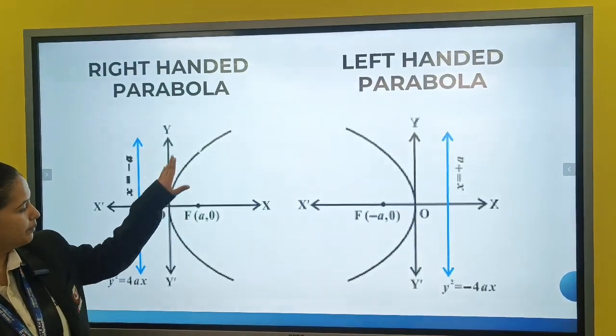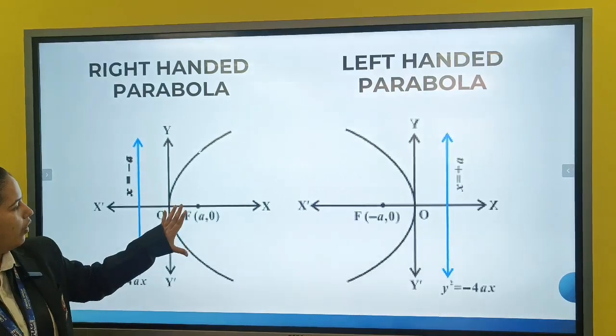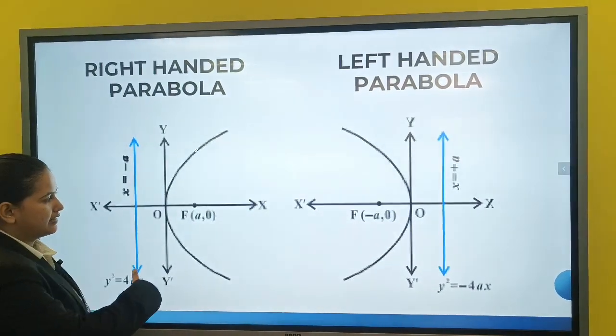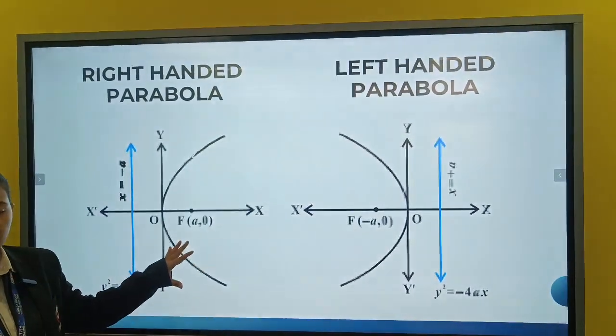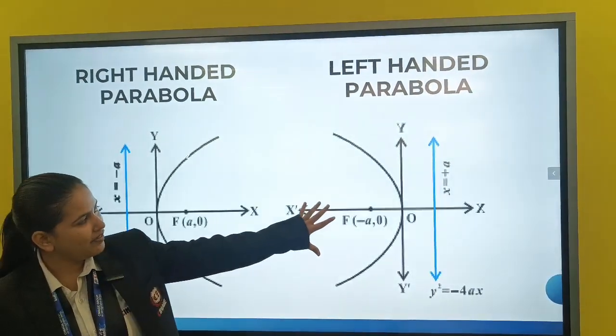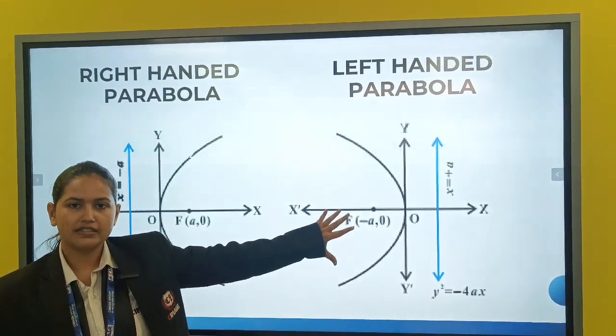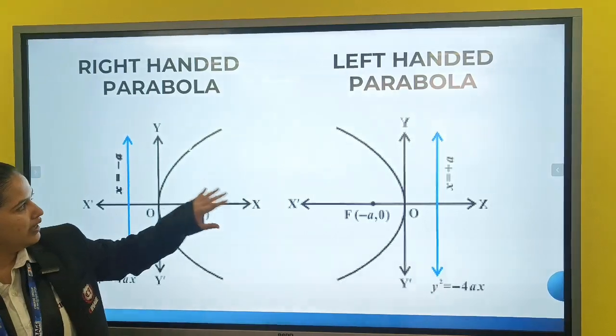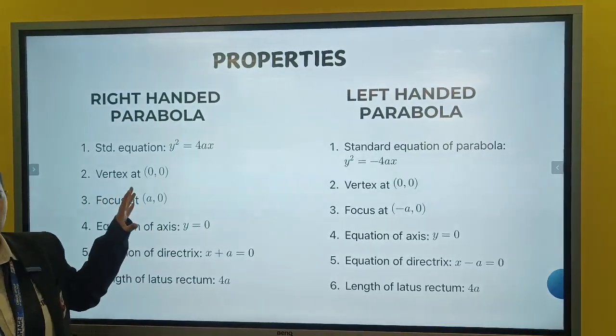Now, if the parabola is plotted on the right hand side of the y-axis, it is known as a right-handed parabola, and if it's plotted on the left-hand side of the y-axis, it is known as a left-handed parabola. Now, let's move on to the properties of a parabola.